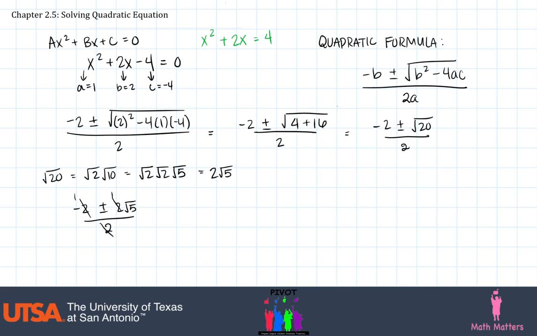and they all become 1s. So your final answer is going to be negative 1 plus or minus the square root of 5. And this just means that we have two answers. Negative 1 plus square root of 5 and negative 1 minus the square root of 5.